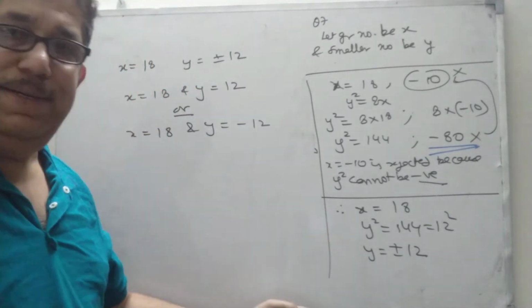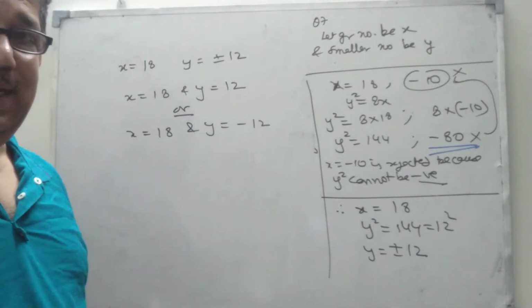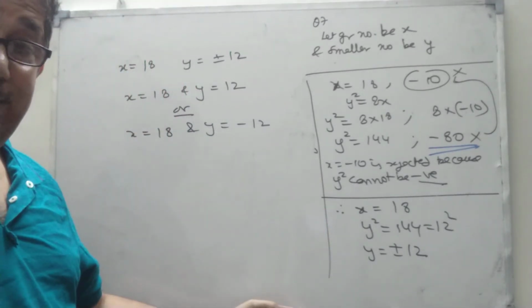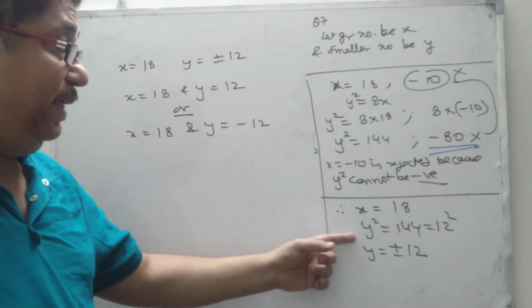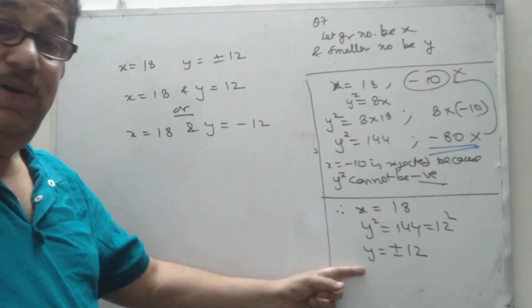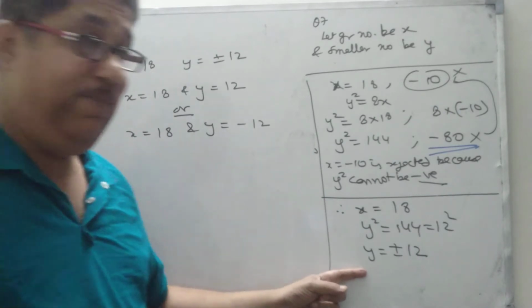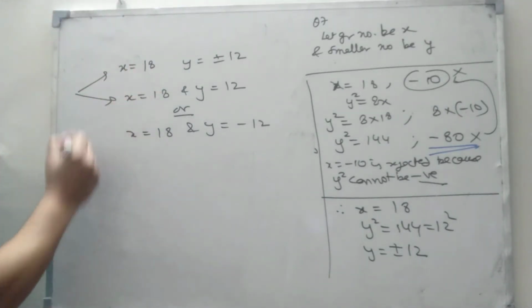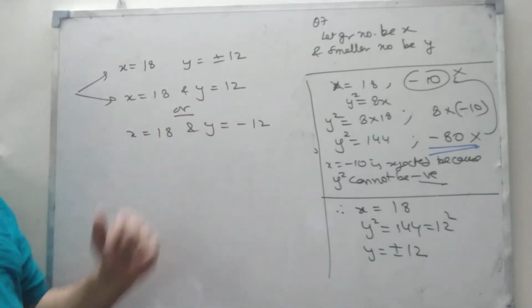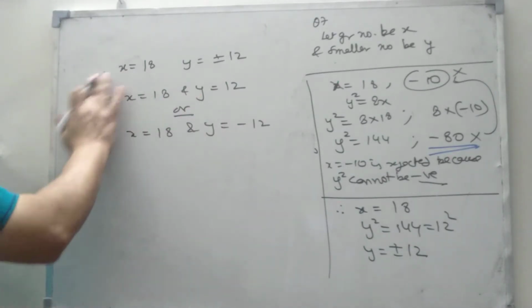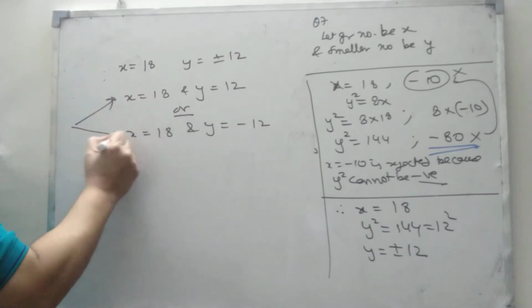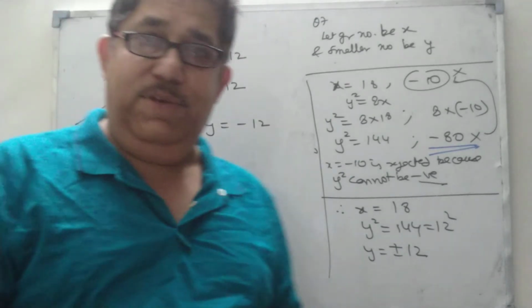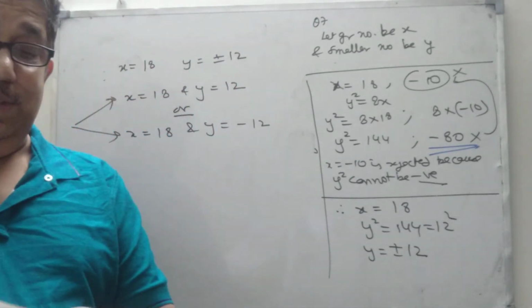The end game is a little tricky. You must read it, and in fact observe it very well. x was 18, so we got y square, then we got y, but we got two values of y. So that means there were two solutions possible. Two solutions possible. This is how we get to this particular question.